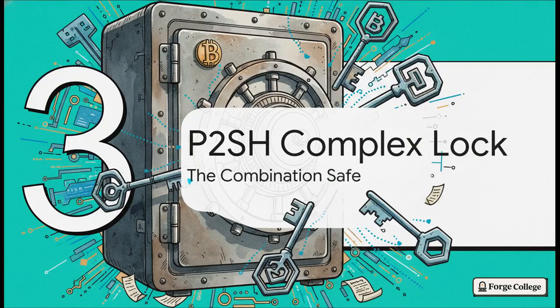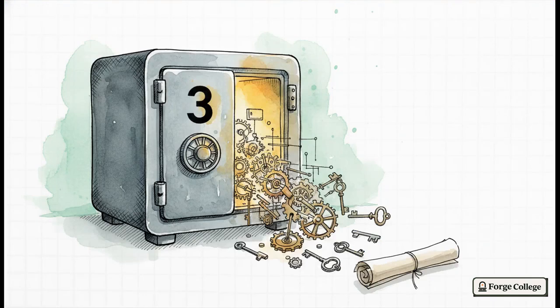Section 3. P2WSH, the complex lock, the combination safe. Now, as Bitcoin grew, people naturally wanted fancier features, like multi-signature locks. But sharing a massive, highly complex lock with someone, that is a major headache. Enter P2WSH, or Pay to Script Hash, which solves this absolutely brilliantly. These addresses always start with a 3.